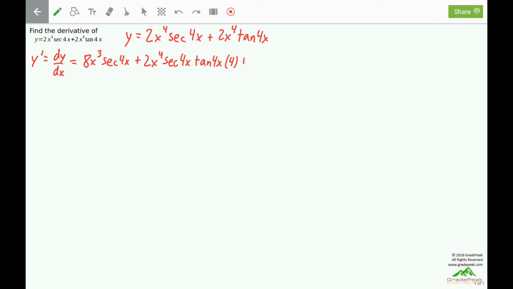Now we add to it the derivative of the second term. That's the 2x to the fourth tangent 4x. The derivative of the first will be the power rule. Bring the power down, subtract 1 from it, multiply by the second left alone, and then we'll add to this the first left alone times the derivative of the second, the tangent, which will be secant squared. Leave the inside alone, and then multiply by the derivative of the inside to complete the chain rule. So altogether we now have 4 terms that are being added together because we started with 2 terms, each of which had a product rule.